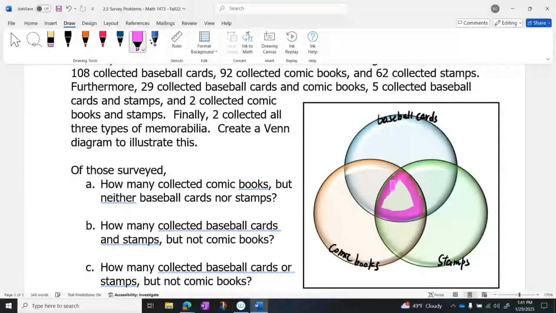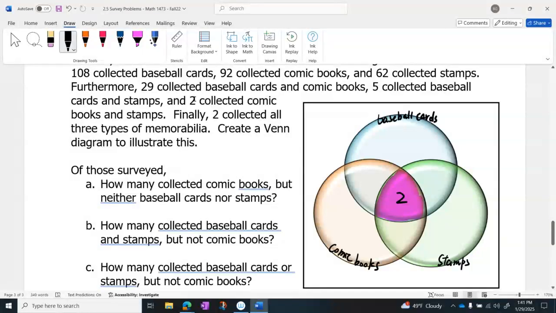This region, again, is the center of the flower. This region is the common region of all the 3 sets. So that region represents the collectors who collect all the 3 types of memorabilia. And 2 of them, right? 2 people collect all the 3. So we have 2 here. And then we go backwards.